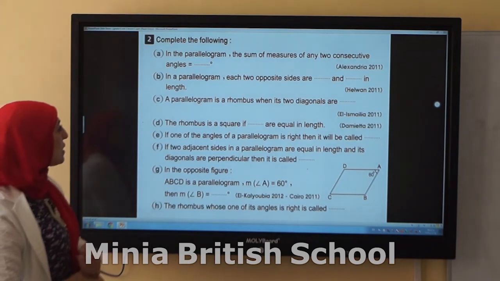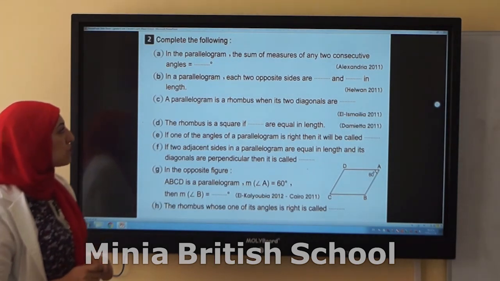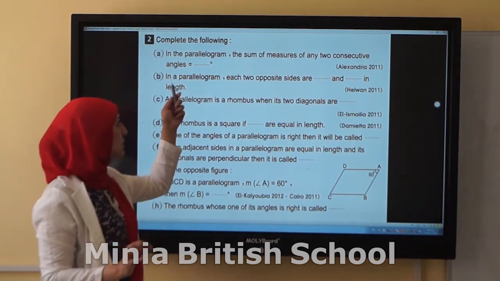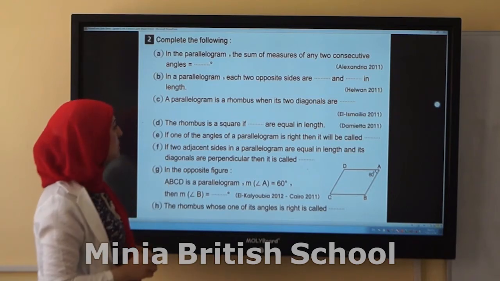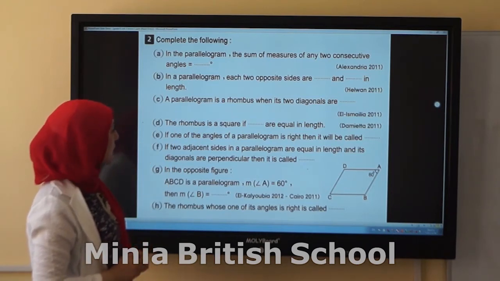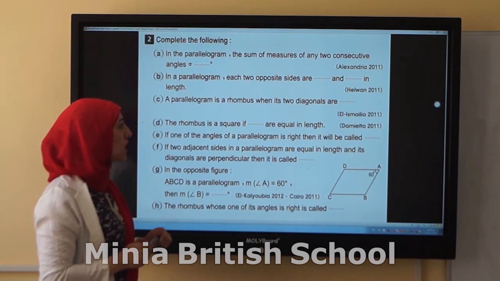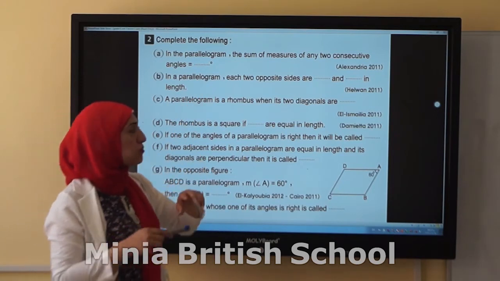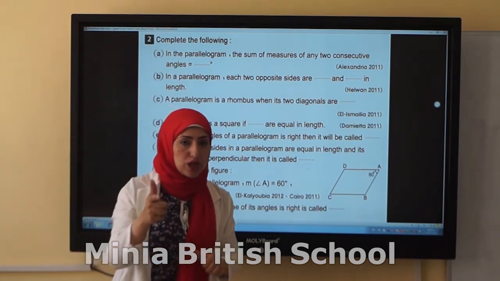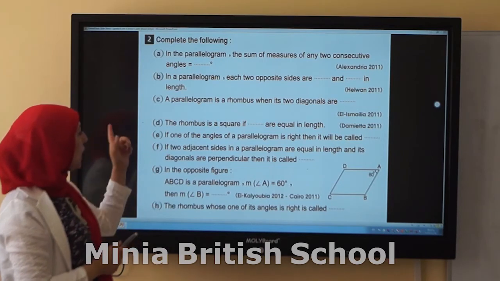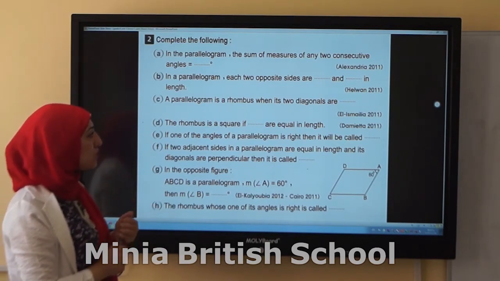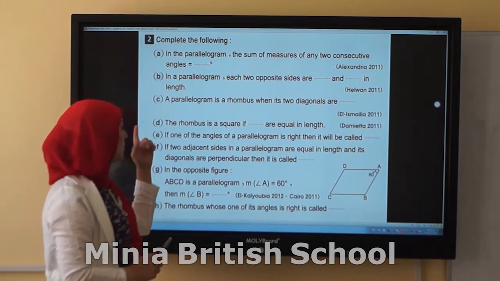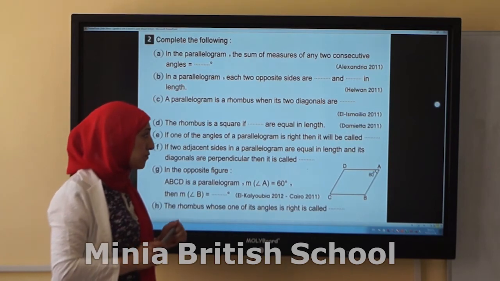Complete the following. In the parallelogram, the sum of measures of any two consecutive angles equals, we just said it, 180. The next one, in the parallelogram, each two opposite sides are what in length? Parallel and equal in length. A parallelogram is a rhombus when its two diagonals are perpendicular.